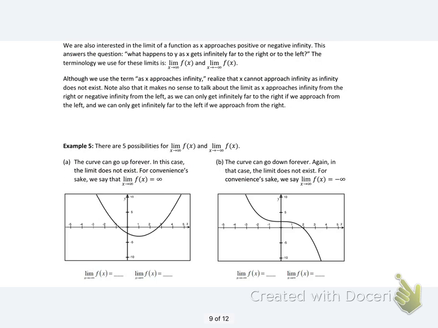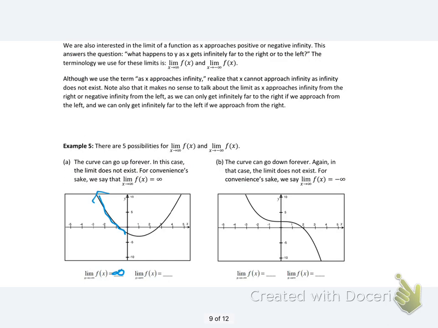Okay, so let's go ahead and answer these questions. There are 5 possibilities. It can go up forever. That's the first one. So as we approach negative infinity, remember when we're finding the limit, we're finding the y value. Even though we're going to the left, the y value is going up in this graph. I'm just following the graph and it goes up. So it goes up to infinity.